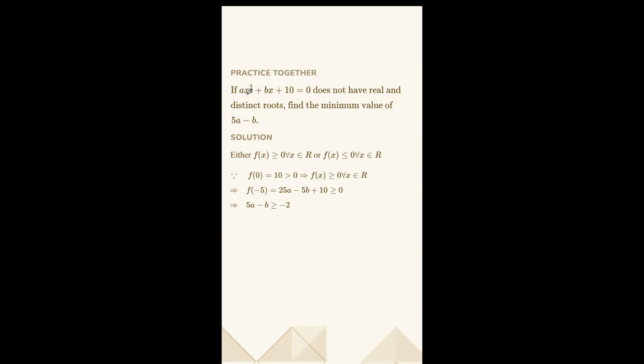One question is, if ax² + bx + 10 doesn't have any real and distinct roots, that means D is less than 0 for this. Find the minimum value of 5a − b. So the graph will look either like this or like this. If we take one point and find that it is above the x-axis, that means all the points will lie above the x-axis. If one point is below the x-axis, all the points will lie below the x-axis.